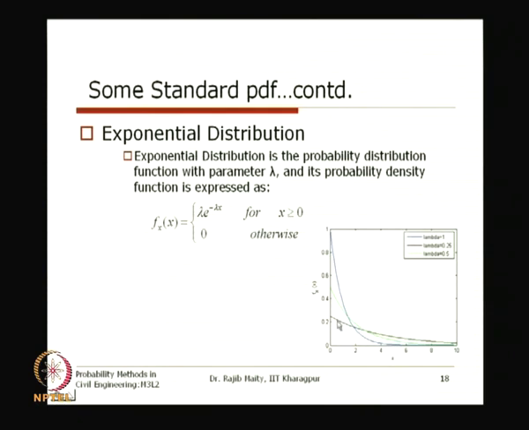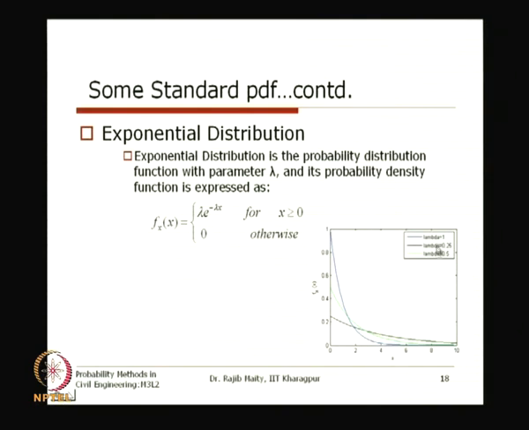These are some examples of the exponential distribution for different values of lambda. The blue one shows lambda equals 1. This parameter lambda has a relationship with the mean and so on, which will be discussed in the next class, but for the time being lambda is the parameter of this distribution. There is only one parameter, as against the normal distribution where there are two parameters. So this is a single parameter distribution function.